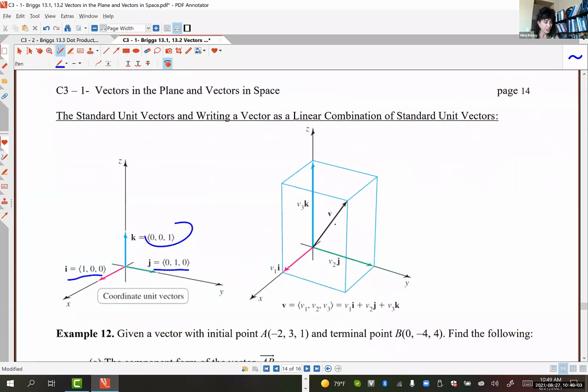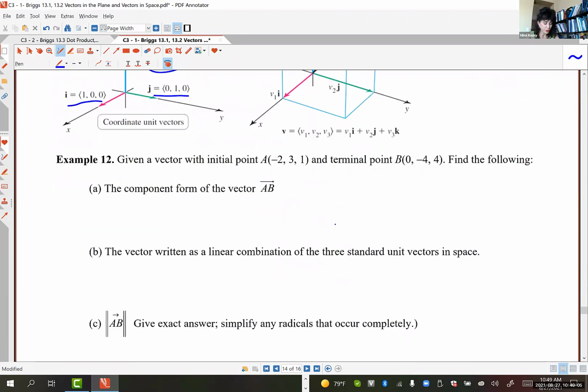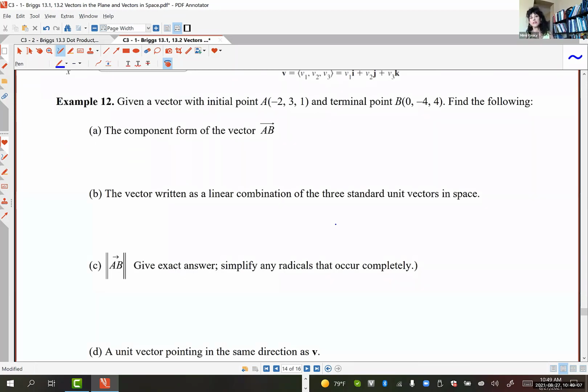There's the picture of the IJK again. Let's do example 12, which will put all of the previous topics together and hopefully bring some clarity. So let's say you're given an initial point A with coordinates -2, 3, 1, and a terminal point B with coordinates 0, -4, 4. Let's get the following. Give me a vector AB.